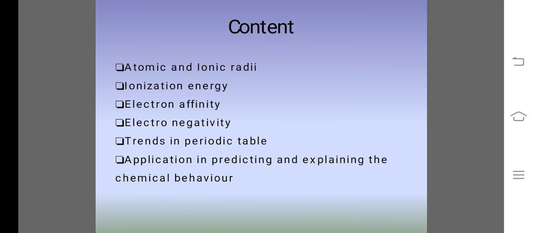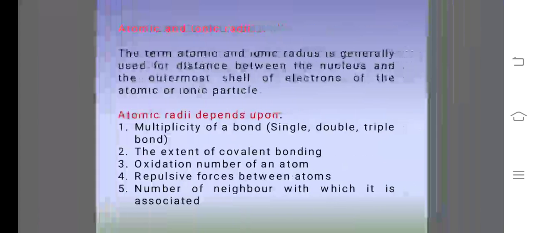The contents of this chapter are atomic and ionic radii, ionization energy, electron affinity, electronegativity, trends in the periodic table, and application in predicting and explaining chemical behavior. Here we will see one by one. First one, that is the atomic and ionic radii.